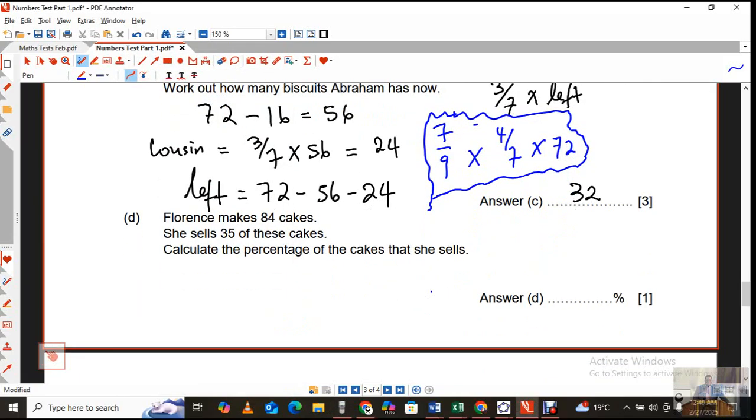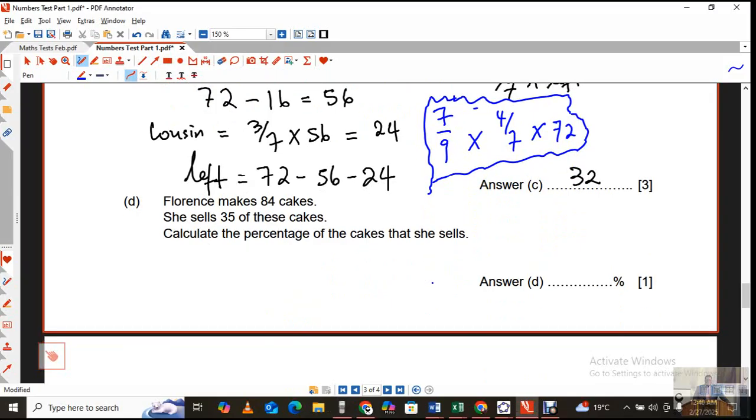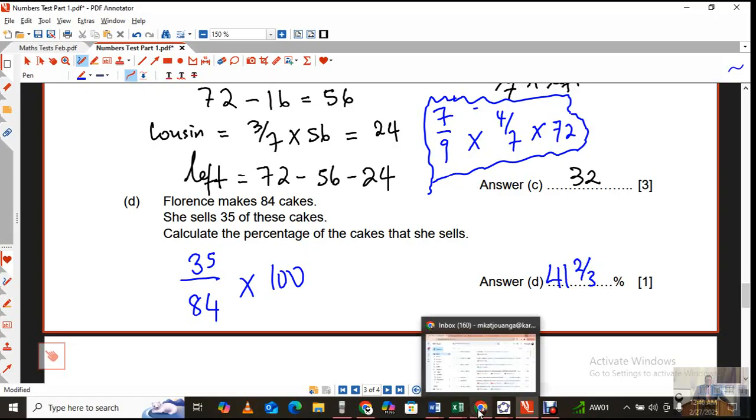Right. Florence makes 84 cakes. She sells 35 of these cakes. Calculate the percentage of the cakes that she sells. So she sells 35 out of 84. Okay, and then for the percentage of the cakes that she sells, just simply put that over the 84 and multiply that by 100. Of course, your answer will be 41 2/3, or 41.7 if you round it to 3 significant figures.